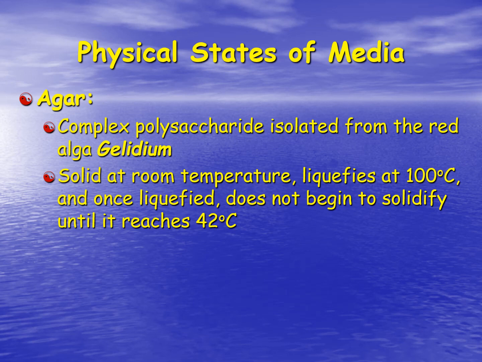All of our Petri dishes, all of that media goes into our autoclave, and we autoclave it at 121 degrees Celsius, which means it comes out liquefied. We then pour that hot liquid into the plates and allow them to cool to room temperature. As we reach about 42 degrees Celsius, the media begins to actually solidify, and by the time it reaches room temperature at 25 degrees Celsius, it will be solid.